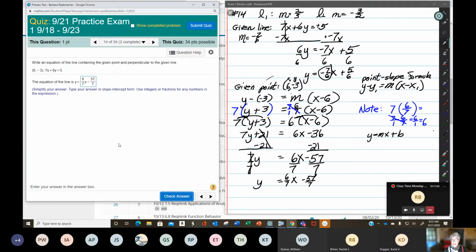That's how you do perpendicular lines. Parallel lines, you're going to leave the slopes exactly the same. But for perpendicular lines, you have to find the opposite reciprocal slope. The problem is the slope, and remembering that.